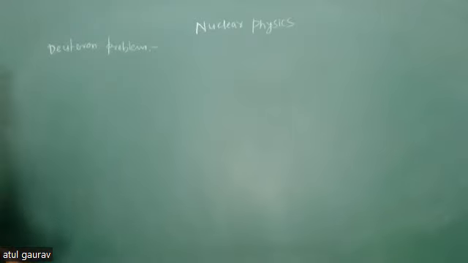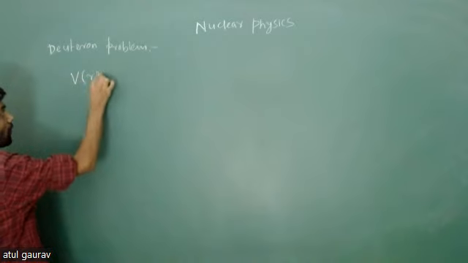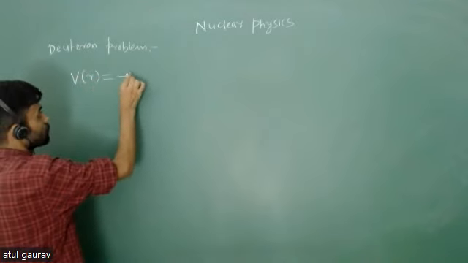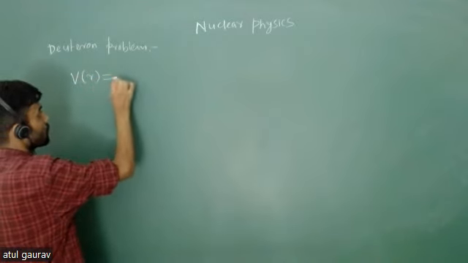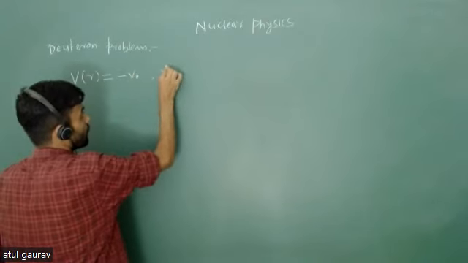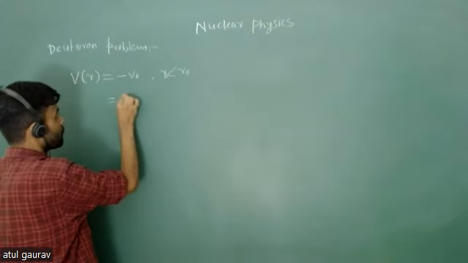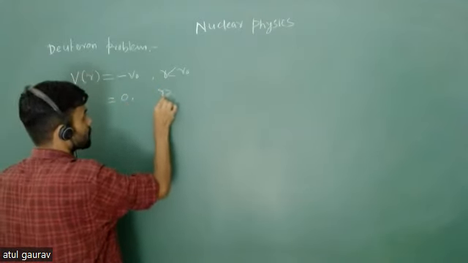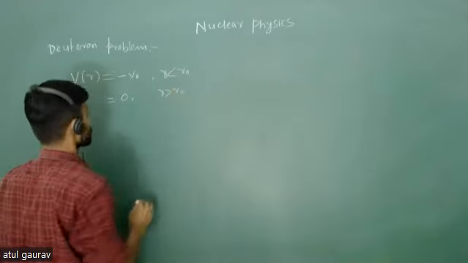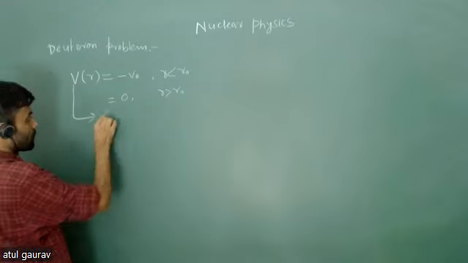Finite potential well. So V of r equals minus V naught when r is less than r naught, and it is 0 when r is greater than r naught. And of course, we have considered this a central potential.